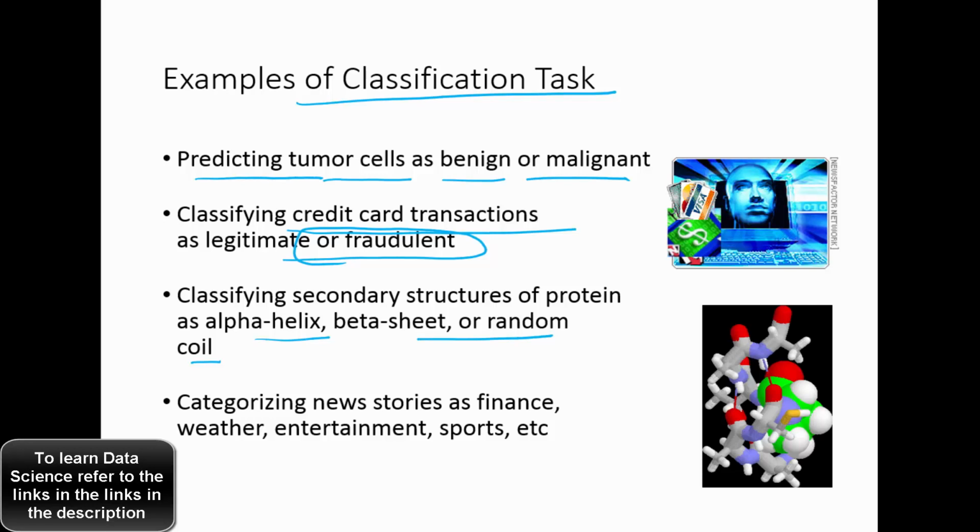You use that to categorize news stories. So Google does news story categorization as finance, weather, entertainment, sports, etc. Google uses data from different news sites and categorizes them into finance, sports, entertainment, and so on. Also, the famous use of a decision tree algorithm is classifying your emails into spam and inbox email, right? So your spam email goes to the spam folder, and the normal or useful ones go to the inbox.